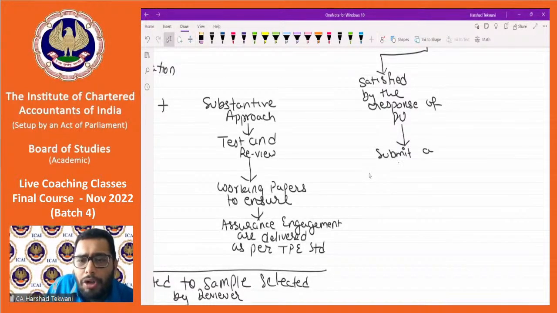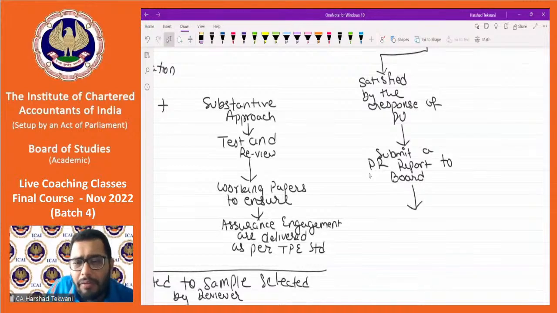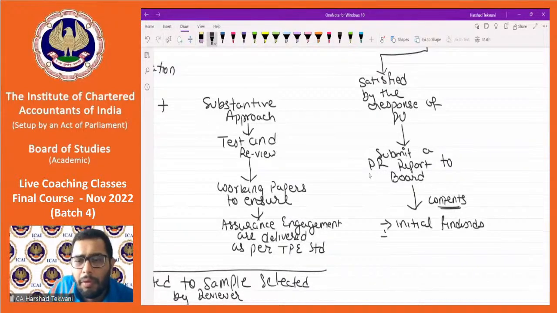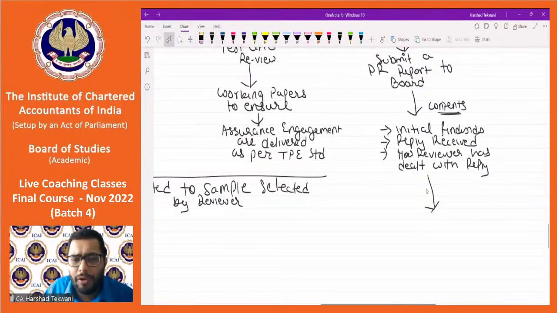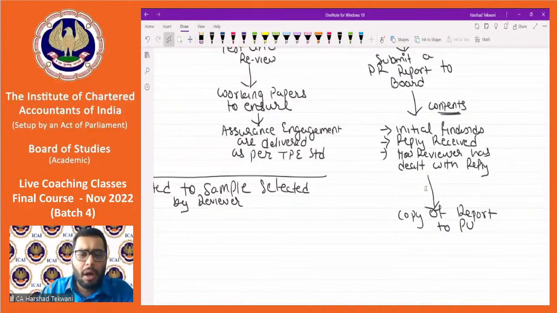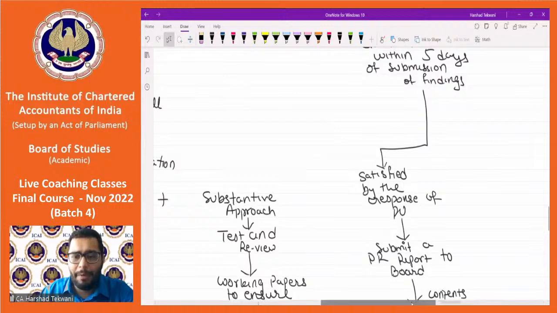Submit a peer review report to the board, and that report should have initial findings, reply received, and how the reviewer has dealt with the reply. So these are the contents of the peer review report, and a copy is required to be submitted to the practice unit. That is the procedure for when the reviewer is satisfied.